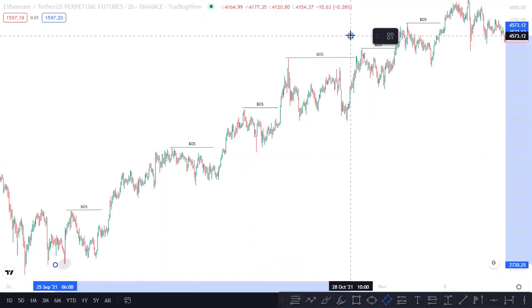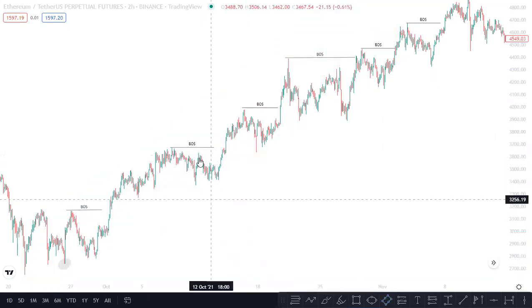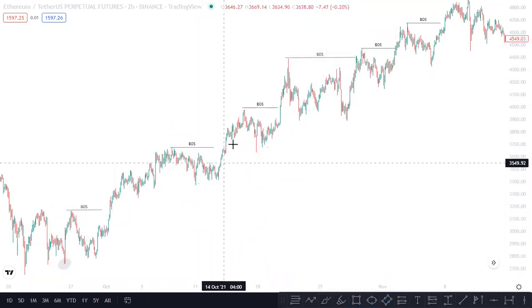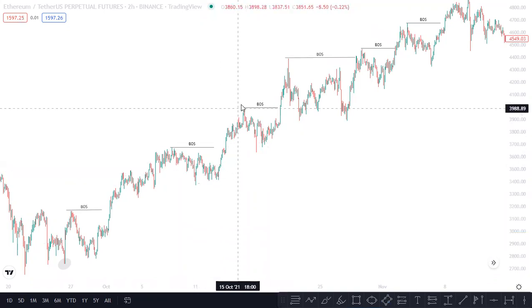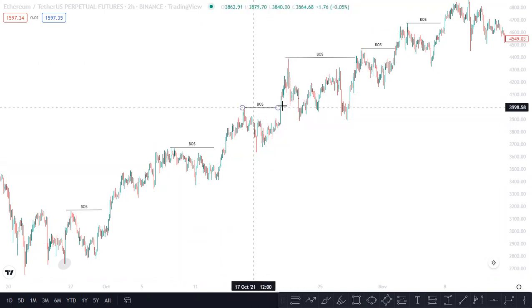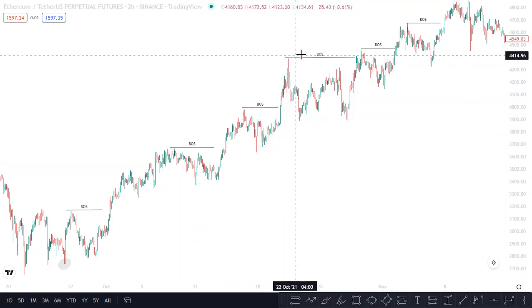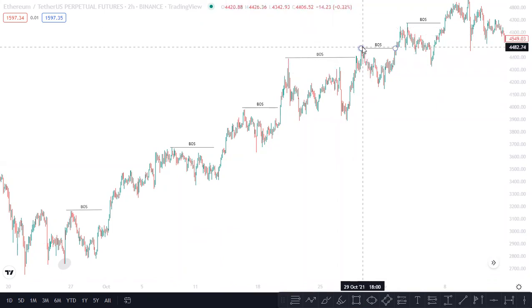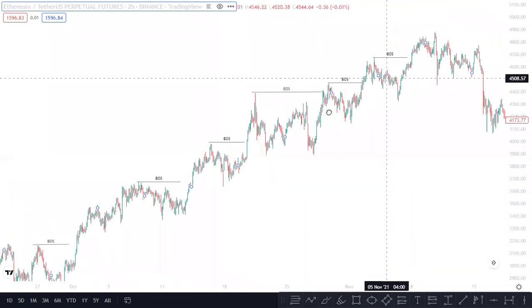If you observe at this point, anytime price breaks structure, the price tends to push higher, right? As we break structure, we go higher in price.